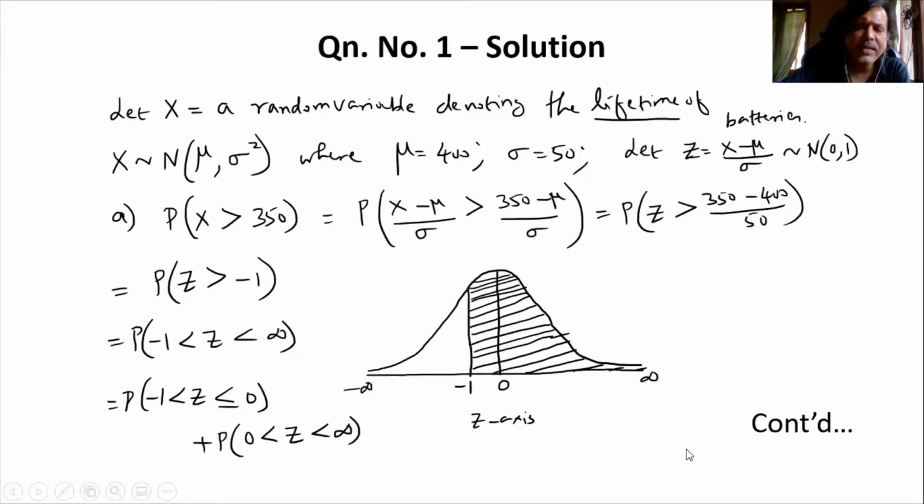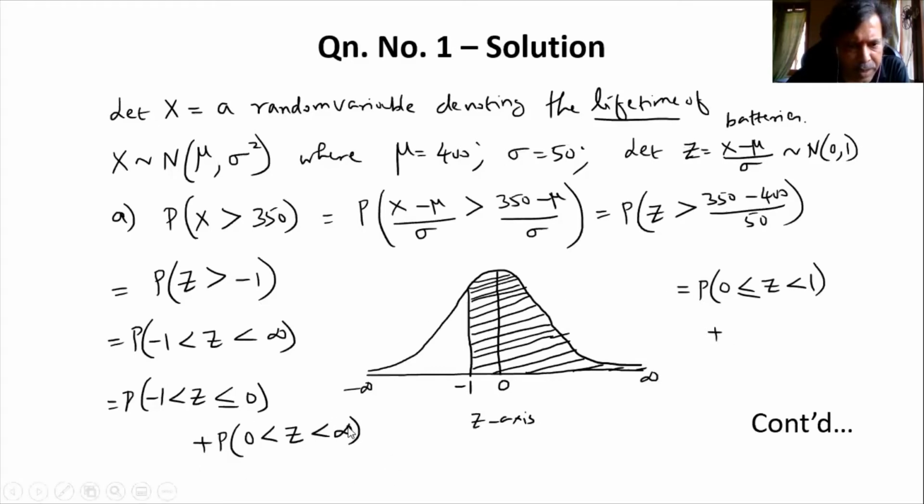Now, we had already seen that the normal distribution or normal curve is symmetric on both sides. Means whatever is the area from -1 to 0 will be the same as 0 to +1. So I can write this probability as, instead of writing -1 to 0, I will write 0 less than z less than, here I will put an equality because there is an equality there, 1. I can write that.